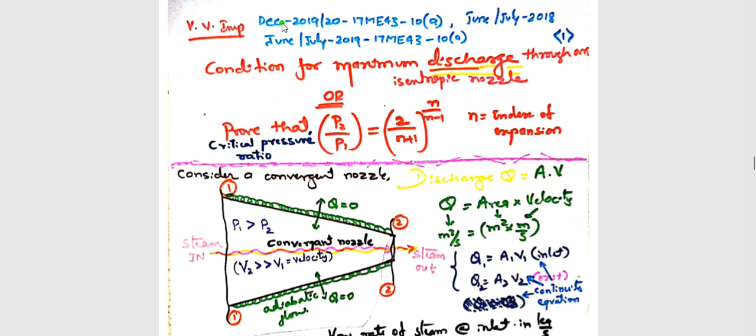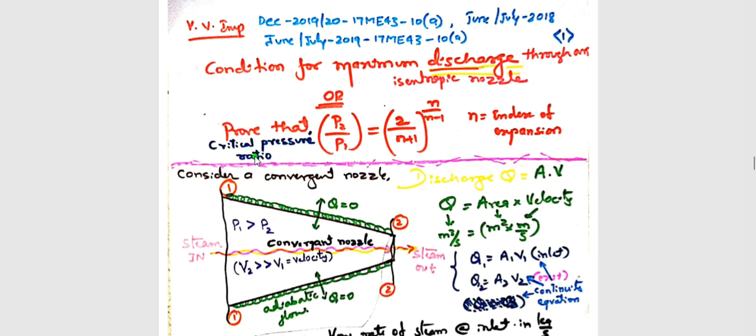This question is asked in many question papers, for example December 2019-20, subject code 17ME43, question number 10A. Here I have shown only 3 latest question papers, but this topic is very important from the exam point of view. Before that, in some question papers he has asked for 2 marks: critical pressure ratio. So we will write the answer for that.